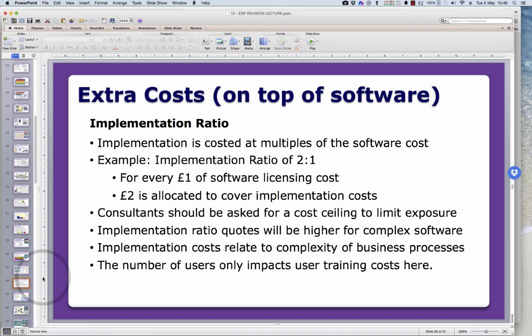Other extra costs. Well, you obviously buy the software, so if you're buying a new system, and ERP is an expensive thing, you'd think that that would be the only cost, but in actual fact you have something called an implementation ratio, and you'll find that for every £1 of software licensing costs, there's quite a good rule which says £2 is allocated to cover implementation costs. So you might not have thought that at the beginning, but there's quite a large sum of money that is extra on top of buying the software and the hardware, etc.